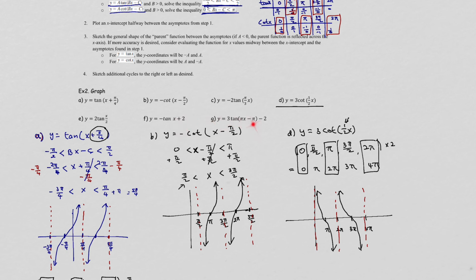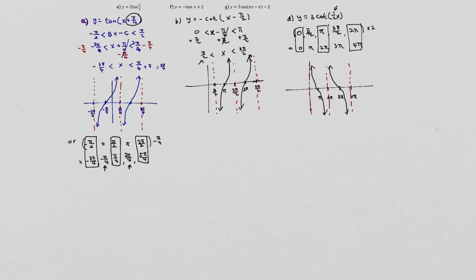So let's see. I'm going to do the last one. The last one has more to work on, right? More values are attached to the variable x in tangents. So let's try that one. So we're looking at g: y equals 3 tangent pi x minus pi minus 2. So let's get the tangent points.